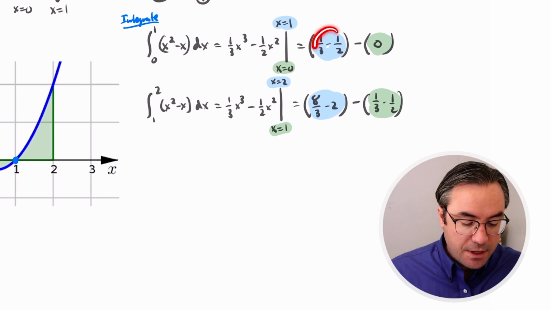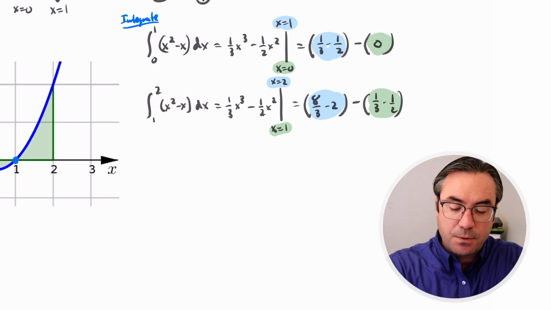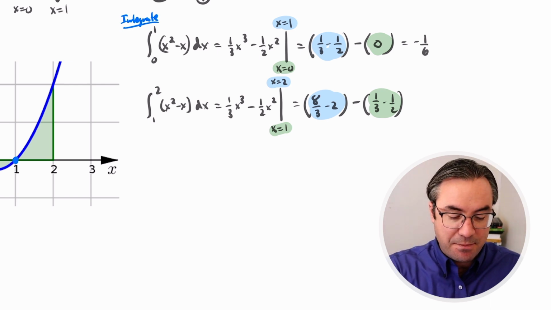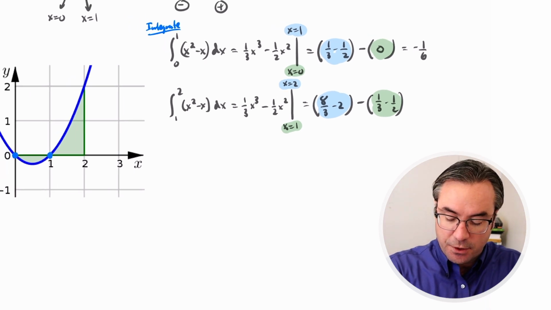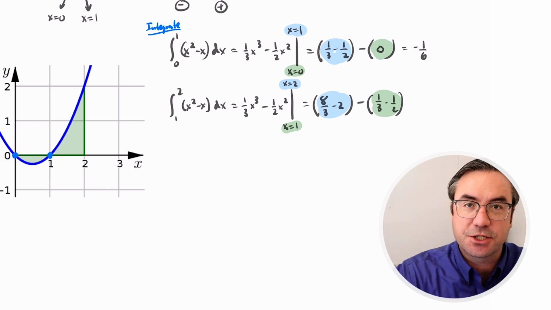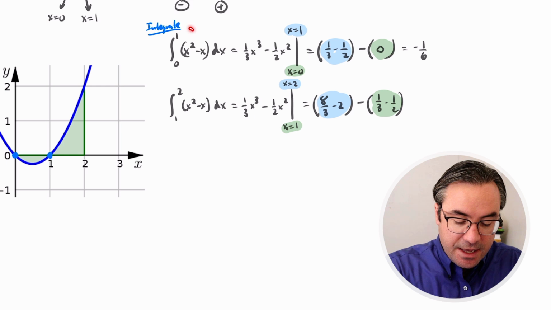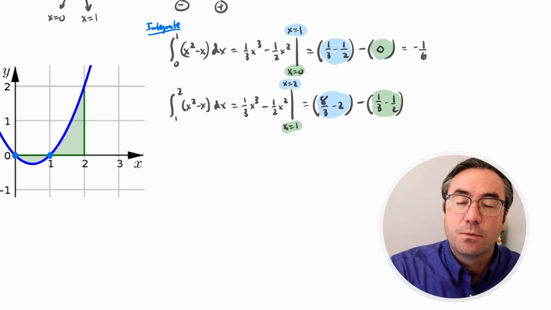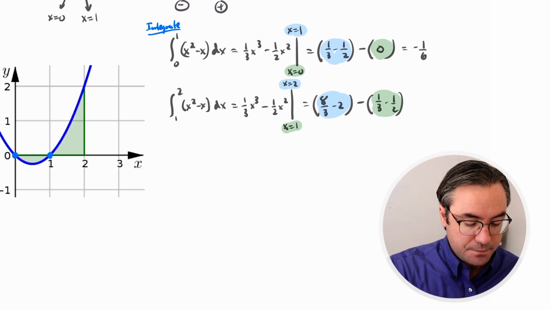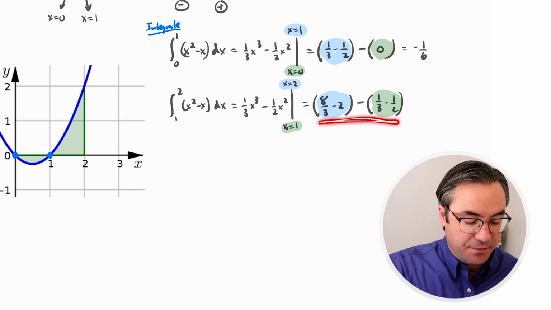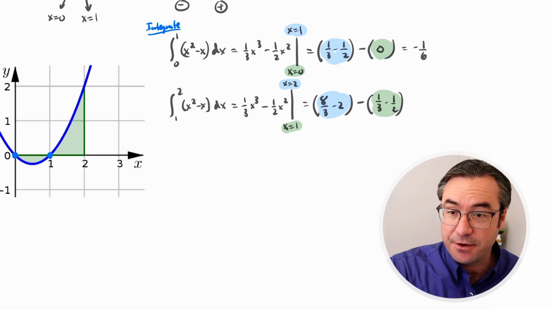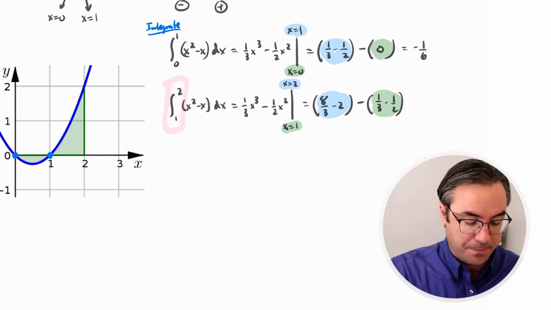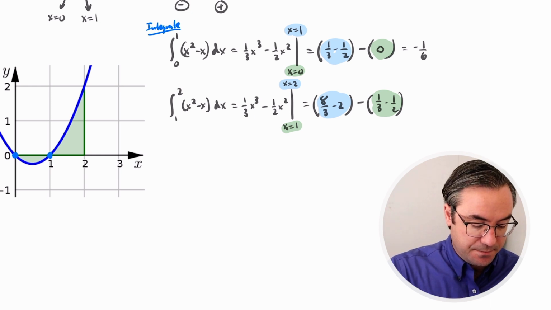Okay, so let's simplify these two expressions. For the first one, if we get a common denominator, 1/3 minus 1/2 is negative 1/6. So just like I promised, for this first integral where we're going from 0 to 1, because our region there is below the x-axis, if we integrate from 0 to 1 without making any adjustments, we end up with a negative value. Now if we simplify the second one, this should be a positive value because our function is above the x-axis on this interval.